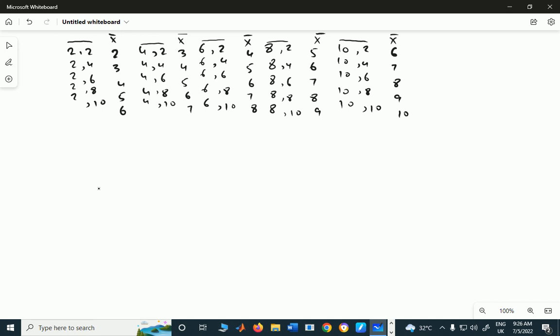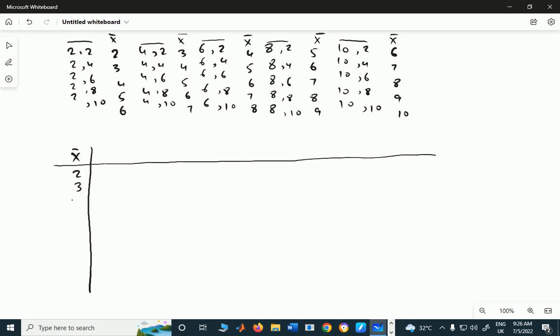Now, the rest of the procedure is you have to report each and every sample mean only once and go for a tally bar sheet. The minimum arithmetic mean is 2. It starts from 2 and ends at 10. So, 2 through 10: 2, 3, 4, 5, 6, 7, 8, 9 and 10.